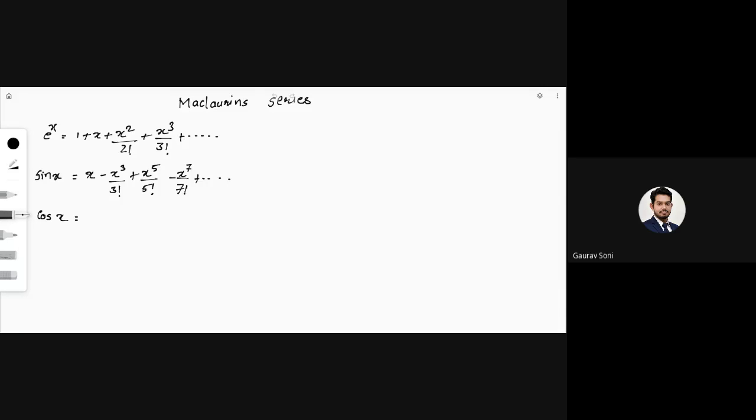So first two series, e raised to x and sin x, I have written. So e raised to x is 1 plus x plus x square by 2 factorial plus x cube by 3 factorial and so on. Sin x is x minus x cube by 3 factorial plus x raised to 5 by 5 factorial. So we have odd powers with alternate plus and minus signs. For cos x, 1 minus x square by 2 factorial plus x raised to 4 by 4 factorial minus x raised to 6 by 6 factorial and so on.